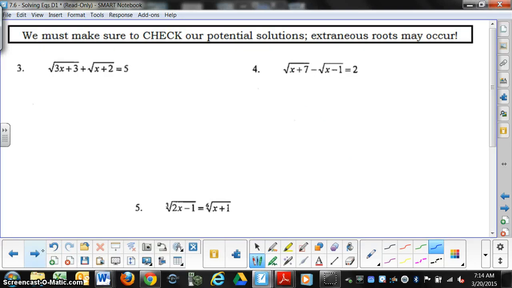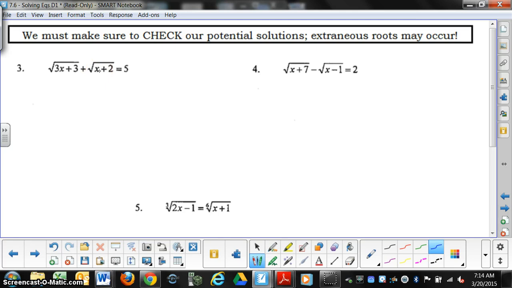Alright, that wasn't so painful, was it? Oh, no, look at these. These might be a little more painful. Alright, buckle up. Here we go. We have two radical expressions in this equation. We have the radical expression square root of 3x plus 3 and the radical expression square root of x plus 2.